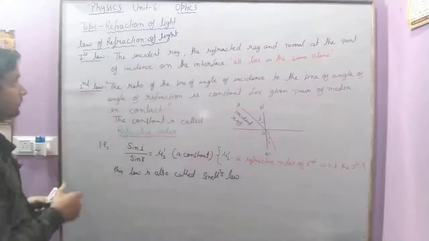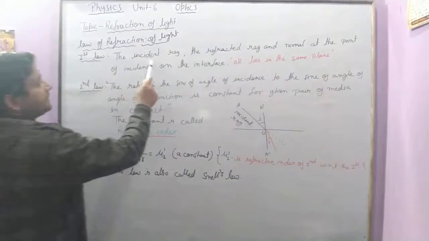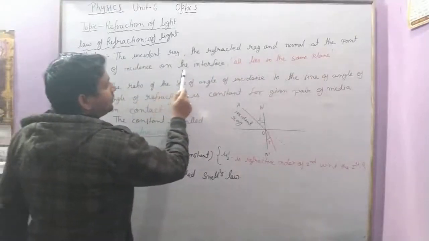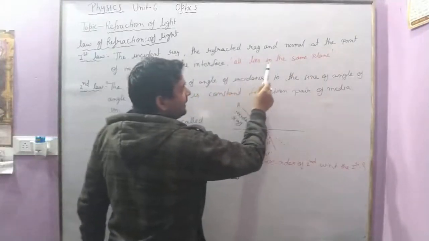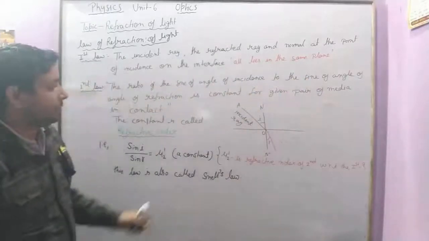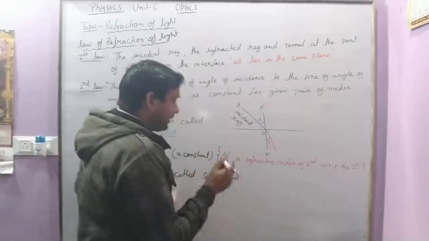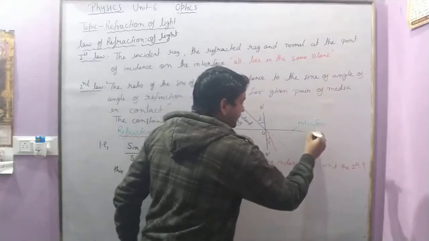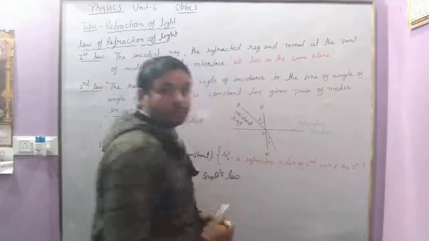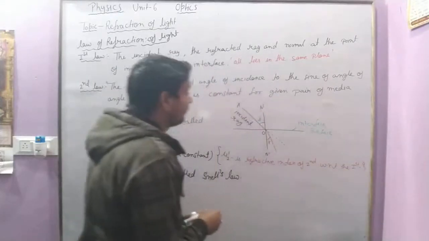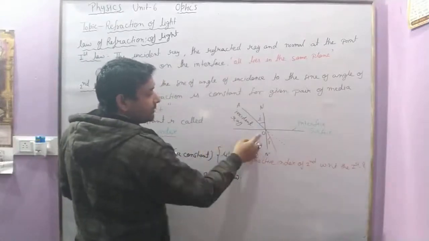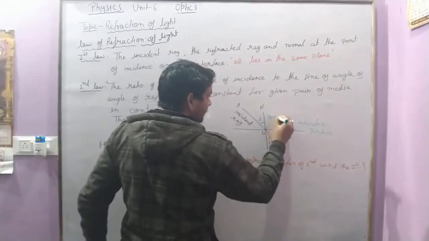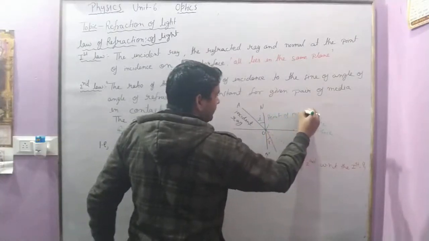Okay, so the first law is: the incident ray, the refracted ray, and the normal at the point of incidence on the interface all lie in the same plane. This is the interface surface. O is the point of incidence.